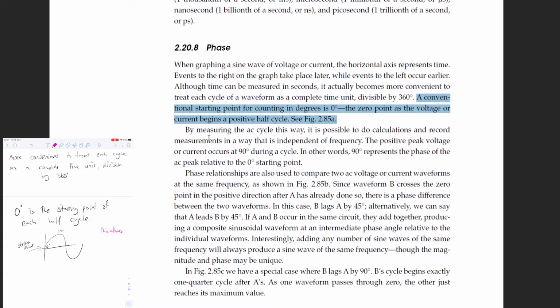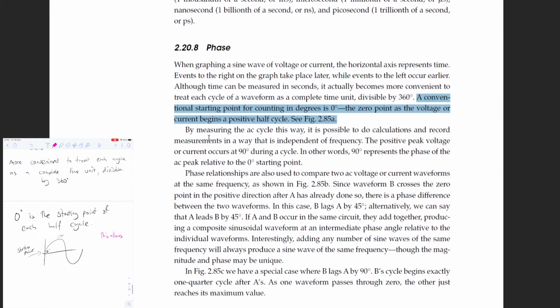So what I'm trying to do with these notes is that the notes that I'm writing here are not my final notes. These are my initial notes of what I'm studying, like lecture notes, for example. And then I take these notes and convert them into questions and flashcards for me to memorize and start putting to memory. So I will make a flashcard, for example, that says, what's the benefit of having 0 degrees as the starting point of each cycle and treating each cycle as a complete time unit? Then it means that you can do calculations independent of frequency.